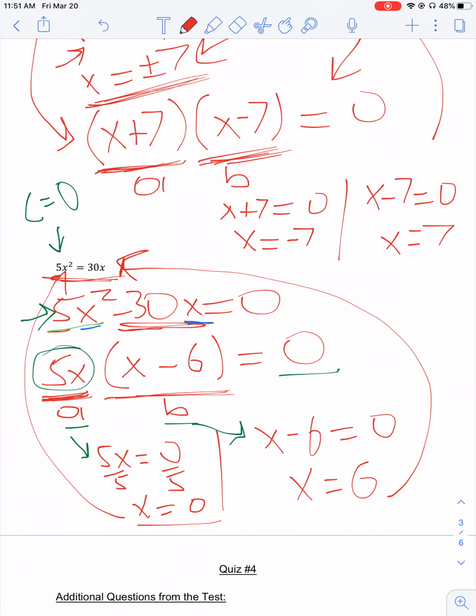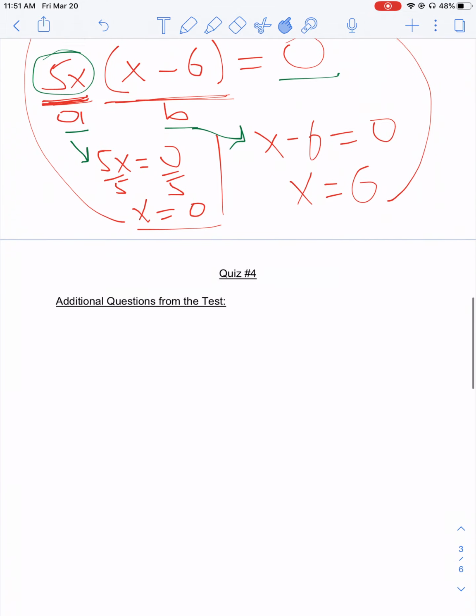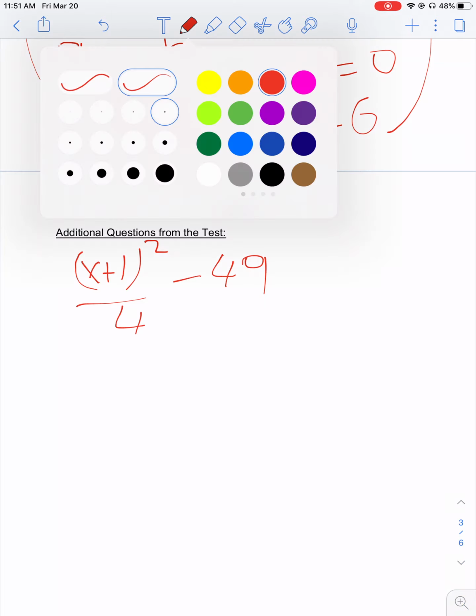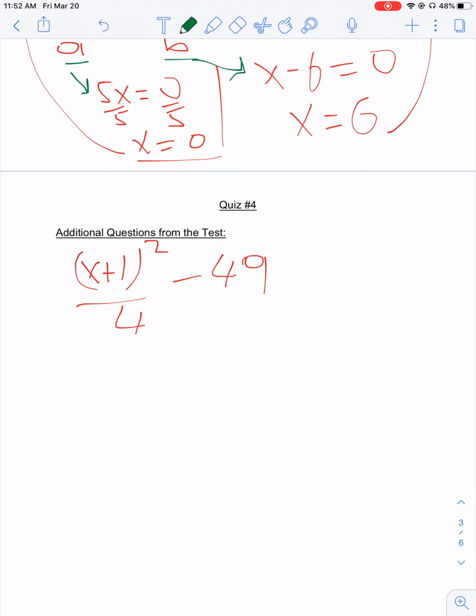Okay, so now let me just open up the test questions. There were a couple of test questions that actually gave you a hard time, so I'm going to revisit those questions. The first one that most of you struggled with was this one: (x plus 1) squared over 4 minus 49.